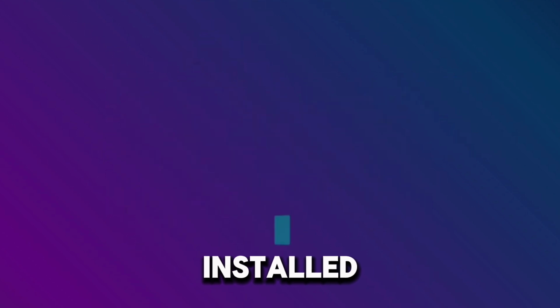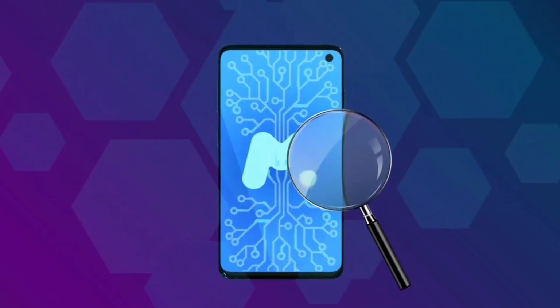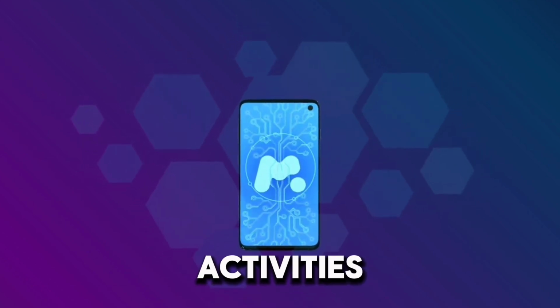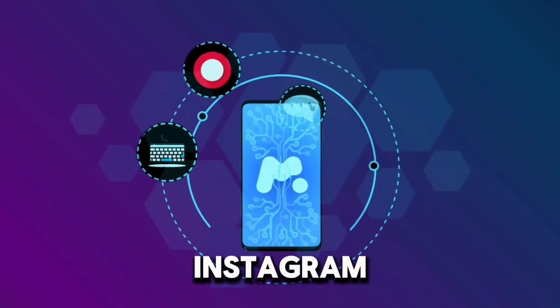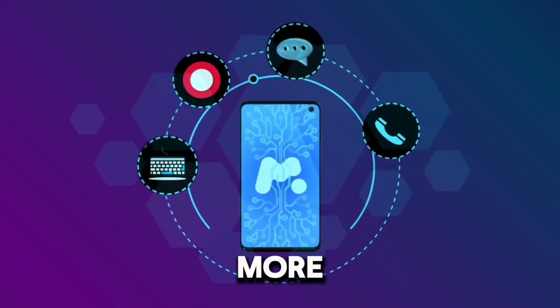Once installed, log into your mSpy dashboard on your computer or phone. From here, you can monitor call logs and messages, social media activities like WhatsApp and Instagram, real-time locations and geofencing, browsing history, and more.